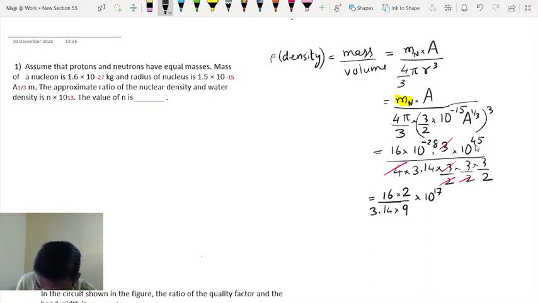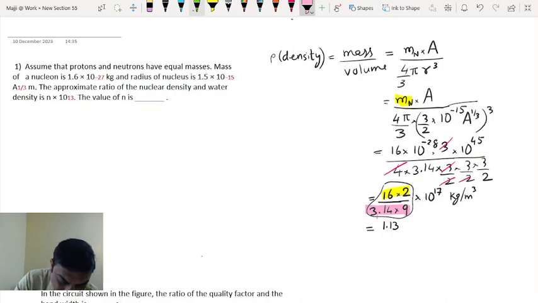45 minus 28 is 17, yes, 17. This much kg per meter cube. So this will approximately turn out to be around 1.13, because you can see the numerator is 32, and the denominator is what? 9 3s are 27, so slightly more than 27. You can take it as 28. So 32 by 28 is somewhere around this, multiplied by 10 to the power 17.